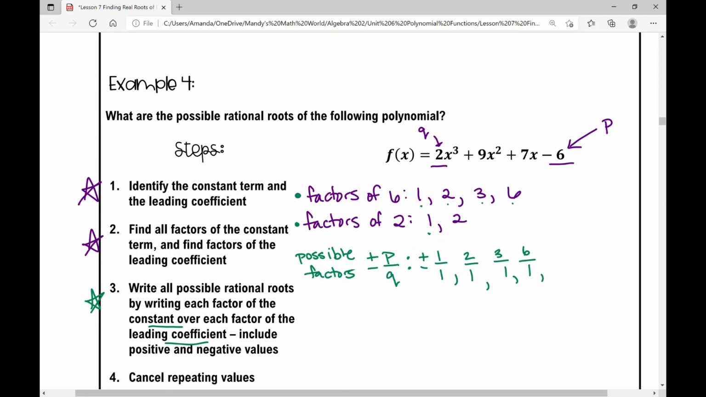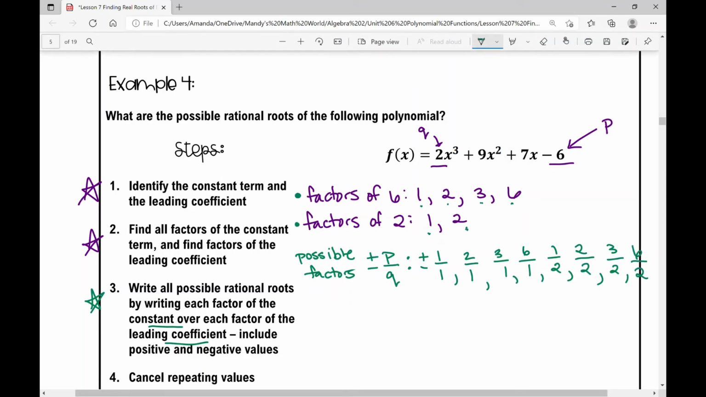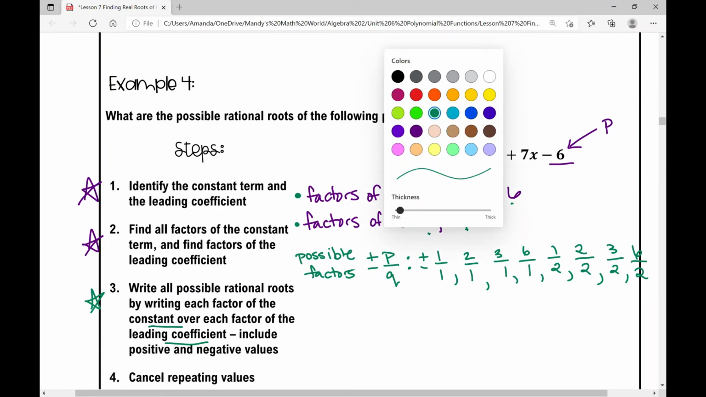Positive or negative 1 over 2. Positive or negative 2 over 2. Positive or negative 3 over 2. Positive or negative 6 over 2. So those are all the possible roots, but you might notice that we have some repeaters.